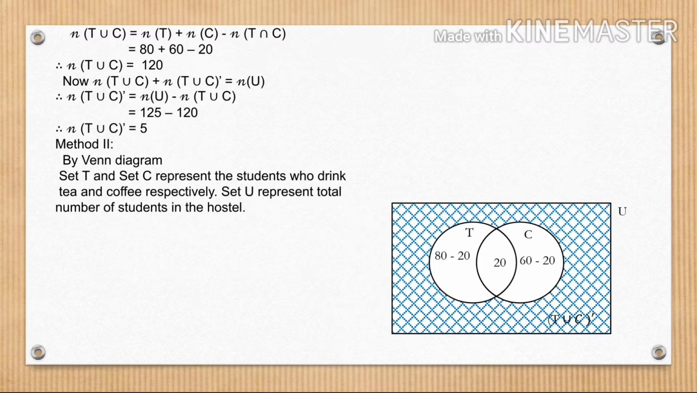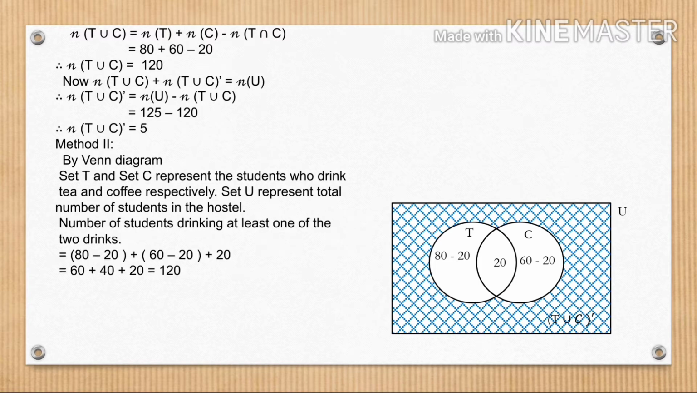So here U is represented by a rectangle. Set T and set C are represented by circles. Set T contains 80 minus 20 students, that means 60 who drink only tea, and 60 minus 20 students, they are 40 students who drink only coffee, and their intersection is shown, 20 students who drink tea and coffee also.